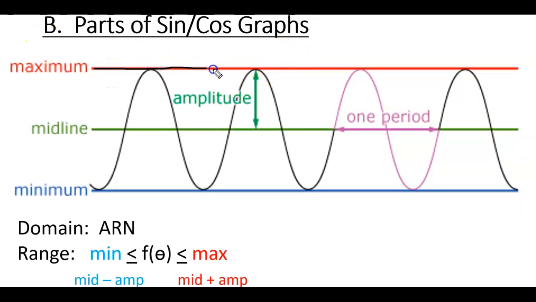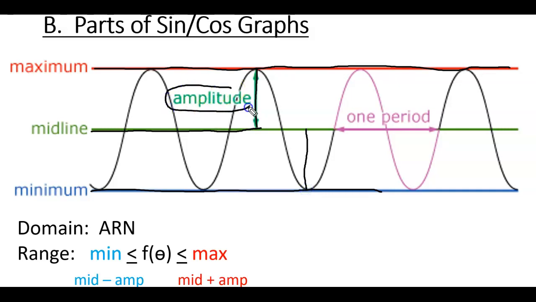So the highest point, the peak of the waves, is what we're going to call the max, and the lowest point of the waves is what we're going to call the minimum, and the line in the middle is what we're going to call the midline. Now the distance from the midline to either the max or the min is the same distance, and that distance is what we're going to call the amplitude of the sine wave.